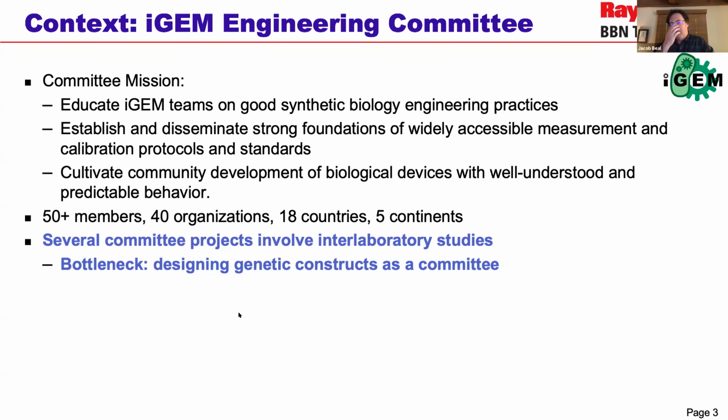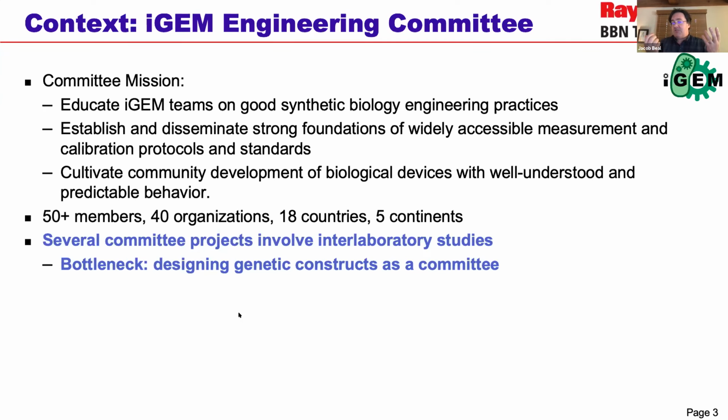We've got a lot of people on this committee. There are more than 50 members from 40 organizations all around the world, 5 continents, 18 countries at the moment. And one of the things that tends to happen within this committee and its predecessor, the measurement committee, is organizing interlaboratory studies to test out the things that we want to inflict on these students around the world. Because if you can't get something reproduced in half a dozen labs of professionals, you really don't want to hand it over to a bunch of undergraduates and high schoolers and see if they can make it work too.